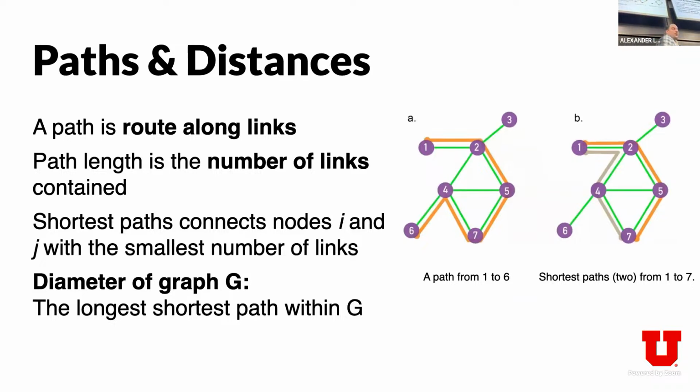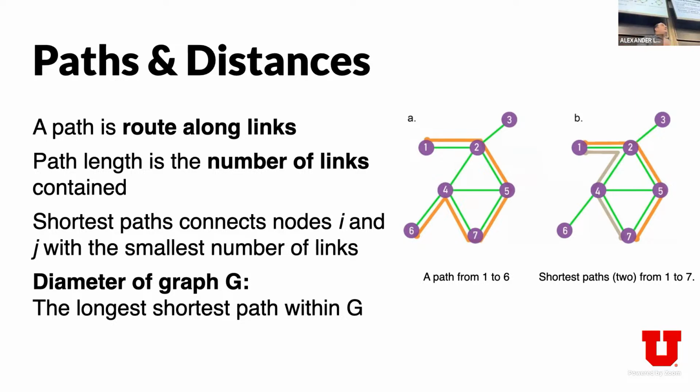Paths are super common whenever you have a network problem. A path is a route along links. The path length is the number of links contained. So two nodes are connected by a path of length 1 if they're directly connected. And a very common problem is to find the shortest path that connects nodes i and j.